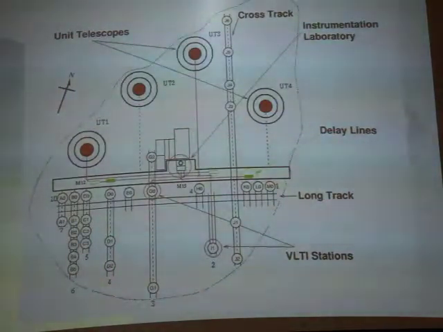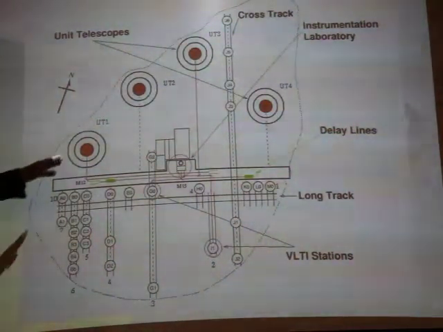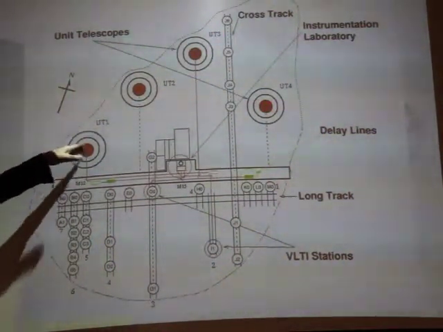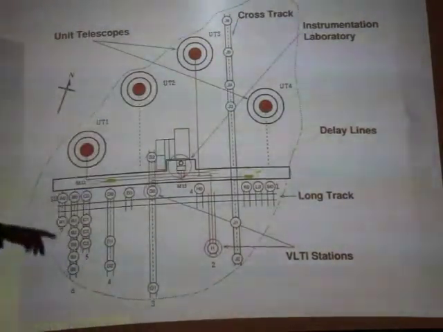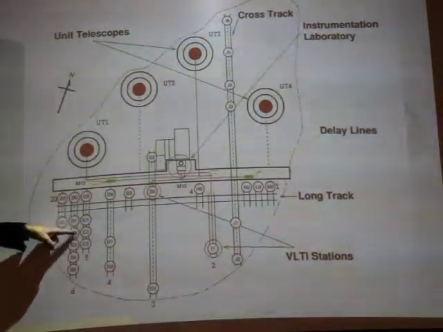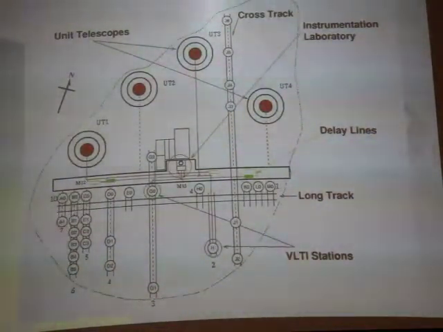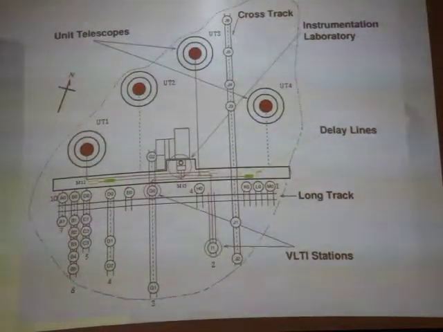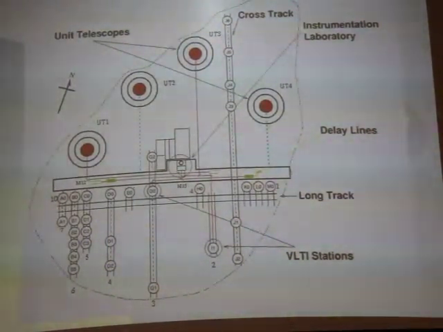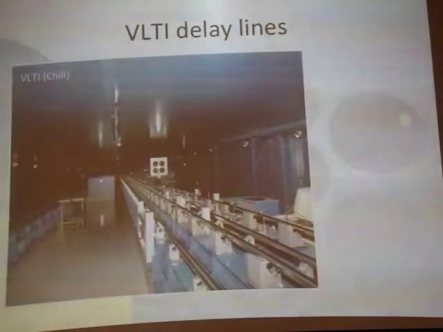Okay, here is a view which shows the locations of the 4 UTs and all the possible stations which may be occupied by the 4 smaller telescopes. And then, of course, you may design many different baselines, orientations, lengths of the baselines. And this is a view of the optical delay lines.